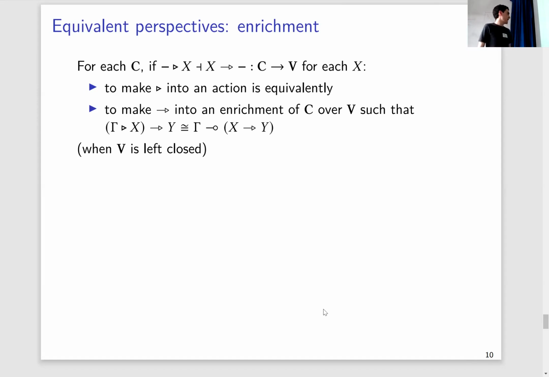And there is a nice connection between actions and enrichments. If we have an adjunction like this for every X, so on the left we have an action-like thing, and on the right an enrichment-like thing, then making this triangle into an action is the same thing as making this arrow into an enrichment, such that this isomorphism condition holds. This condition is effectively saying, in the enriched sense, that the actions form copowers of V on C.